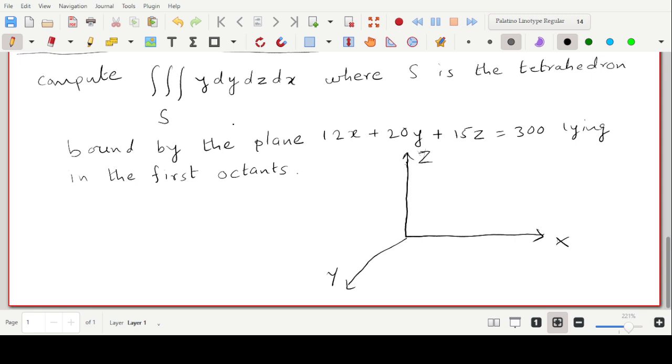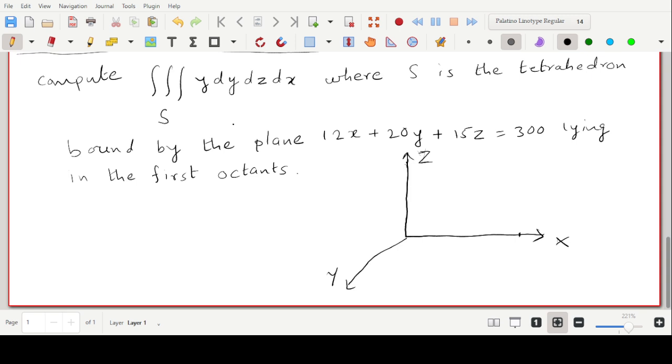Now if we set y and z both equal to 0, then we get a point that lies on the x-axis and on the tetrahedron. So substituting y and z equal to 0, we get the equation 12x equal to 300, which means x equal to 25. So x equal to 25 is a point on the x-axis that lies on the tetrahedron.